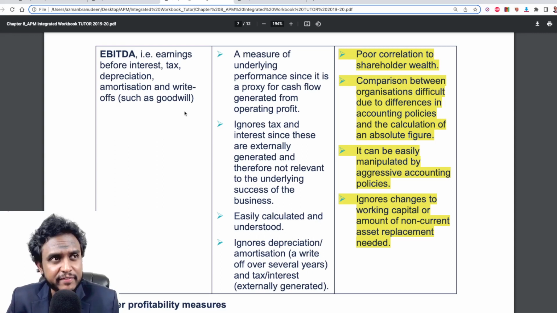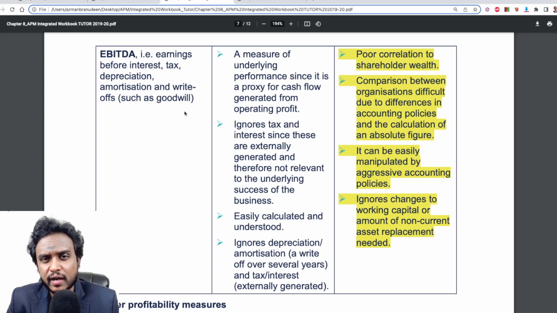So there's that benefit. It ignores tax and interest, since they are externally generated and therefore not relevant to the underlying success of the business, because tax and interest are not directly correlated to the business and its performance. So in that case, what you're doing is removing that effect. Even though you have to pay tax and interest, you're considering as if, what if you don't pay them, and how much is your performance actually bringing in. It's easily calculated, very common, very easily understood.